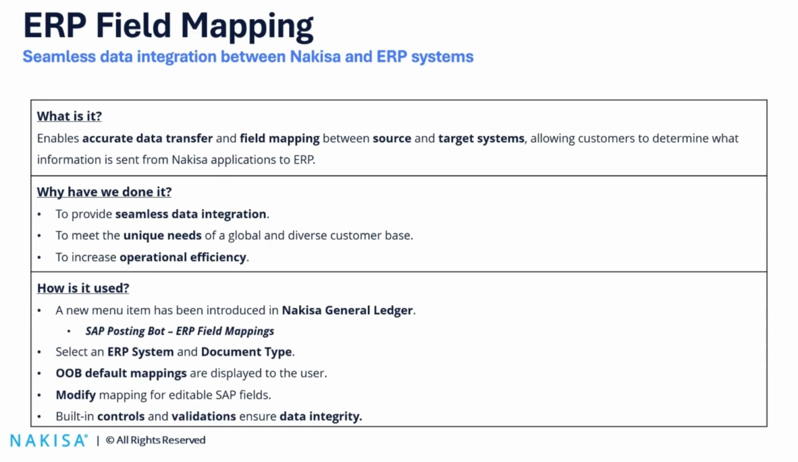Moving on, we have the ERP Field Mapping enhancement. So this new feature in the Nakisa 2025 R1 release supports robust integration with external ERP systems by allowing users to define which fields are mapped and transferred. As we know, companies have different requirements when it comes to data transfer between systems. And that's why we are moving away from the one size fits all approach.